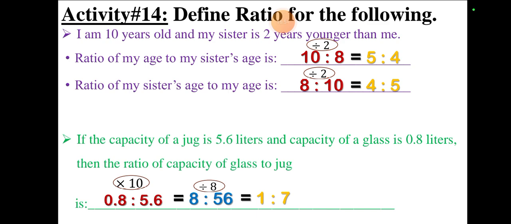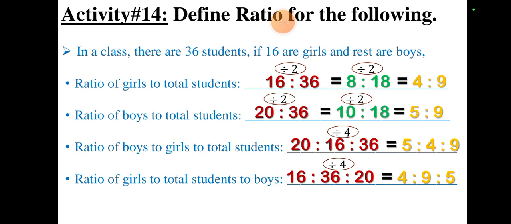The capacity of a jug is 5.6 liters and capacity of a glass is 0.8 liters. Then the ratio of the capacity of a glass to a jug is 0.8 ratio 5.6. Multiply by 10 equals 8 ratio 56, divided by 8 is 1:7.